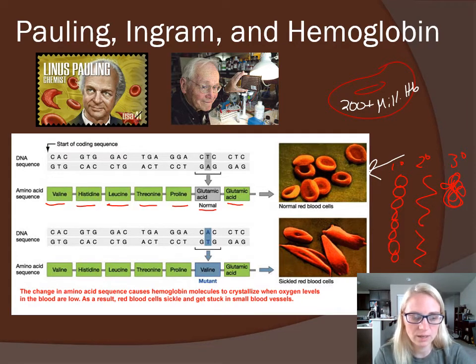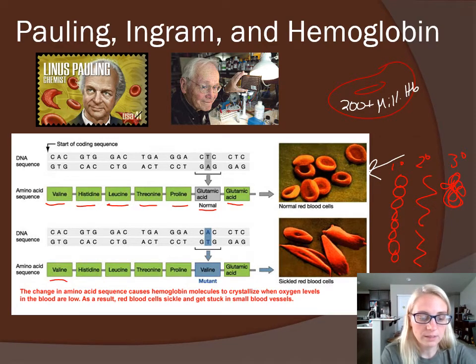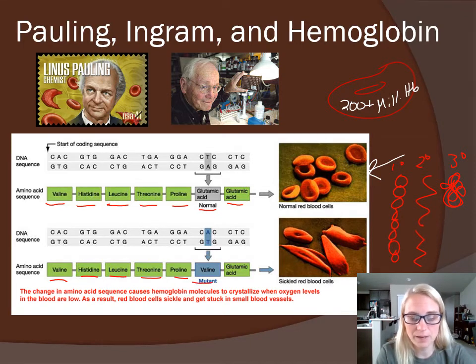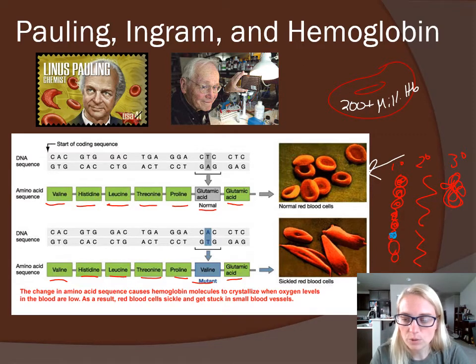Now in a mutation, take a look at the sequence of amino acids in a sickle cell hemoglobin molecule. Valine, histidine, leucine, threonine, proline, valine instead of glutamic acid, glutamic acid. So if I'm going to draw my little primary structure over here: normal, normal, normal, normal, normal, abnormal, normal, normal. So with the wrong amino acid in that primary sequence, it is going to affect the secondary and the tertiary folding. And so what you get is a misshapen hemoglobin molecule.